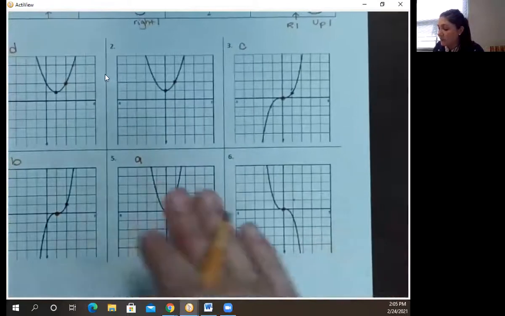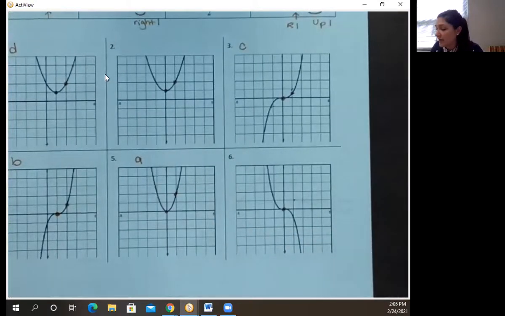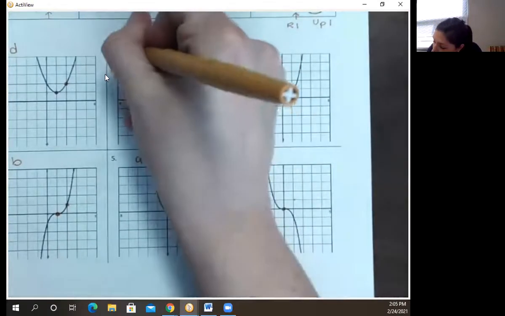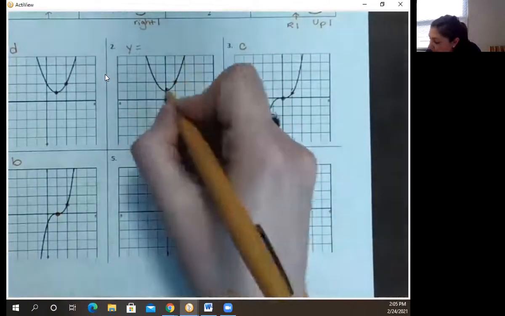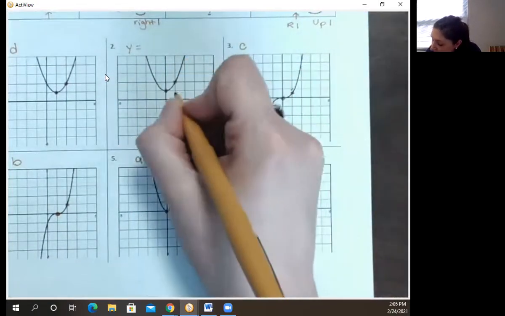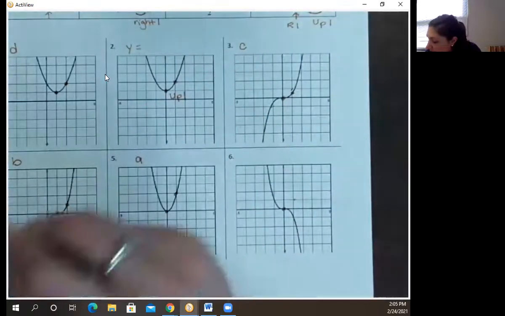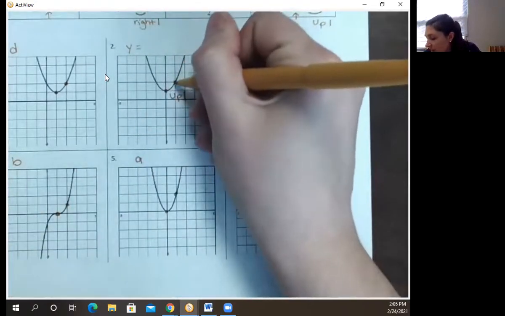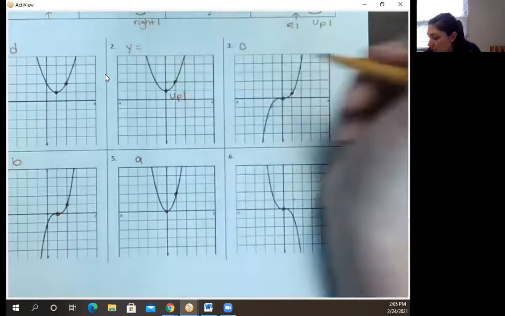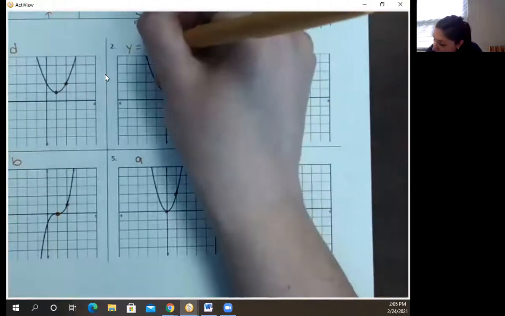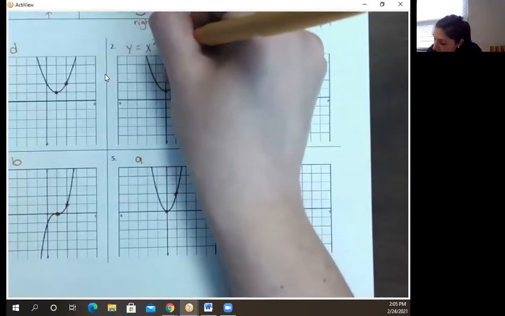Now for my remaining 2 graphs, I want to write a function that matches those. For number 2, I've moved my vertex up 1. I haven't moved it left or right at all. And I haven't stretched it at all because to get to my next nice point, I'm still up 1 and over 1. So that means this would be x squared plus 1.